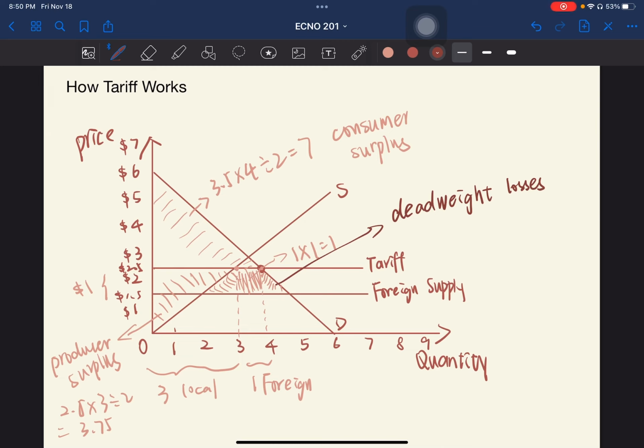And this is how tariff works after the government puts it on the products that the foreign suppliers sell. And this is what I want to introduce to you today.